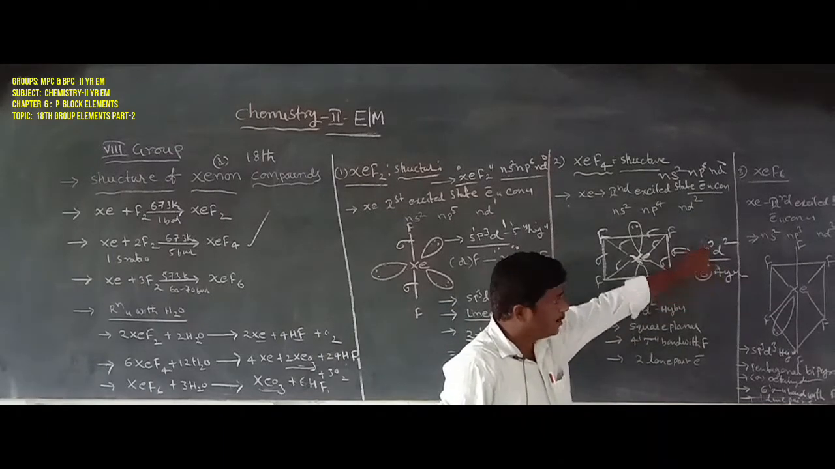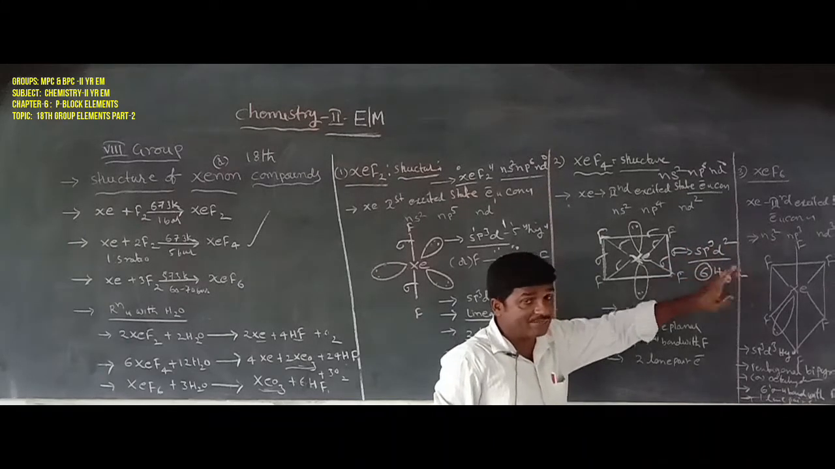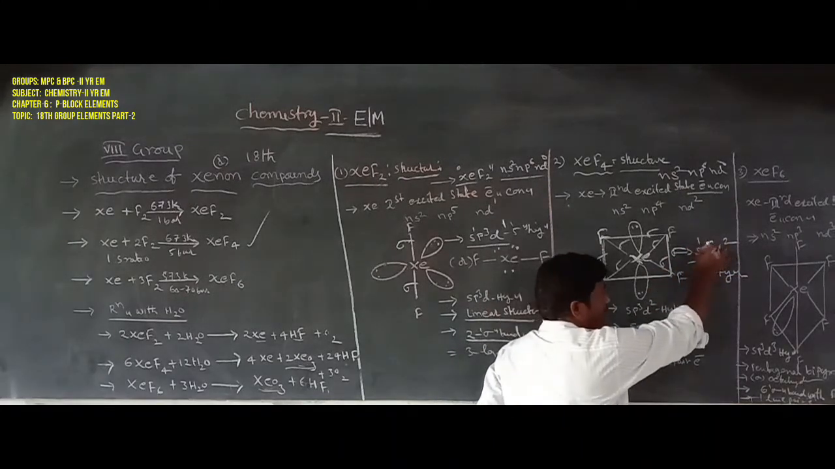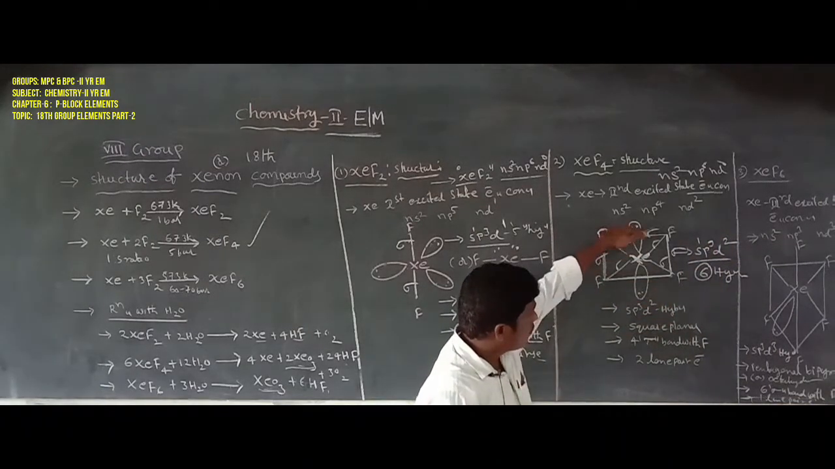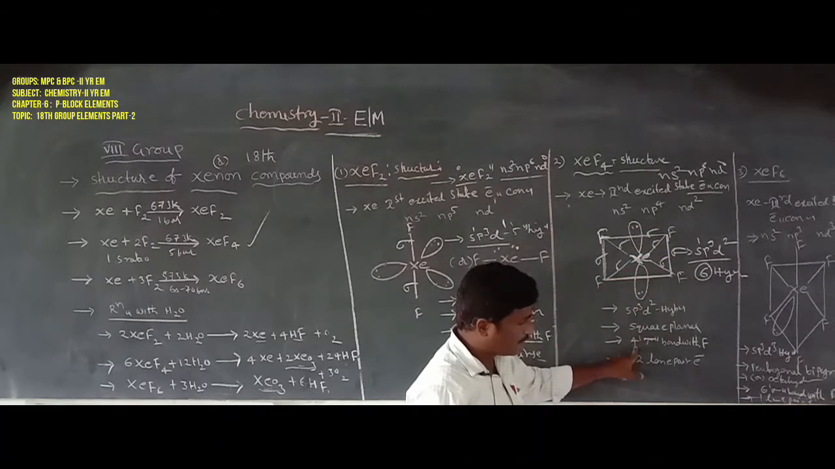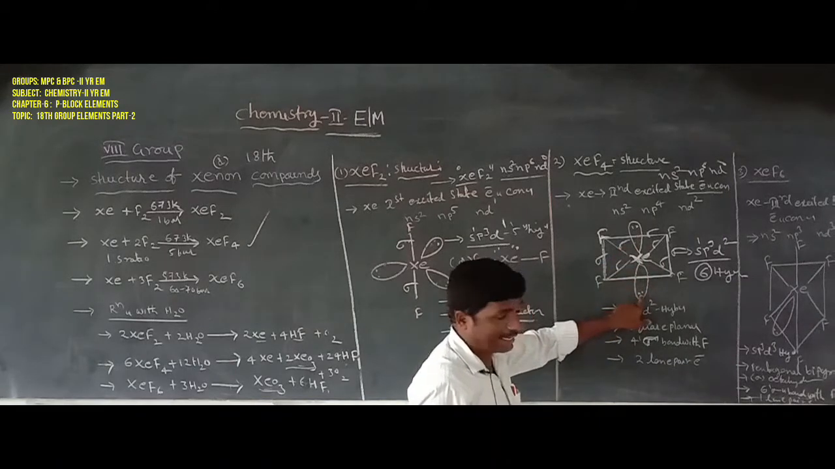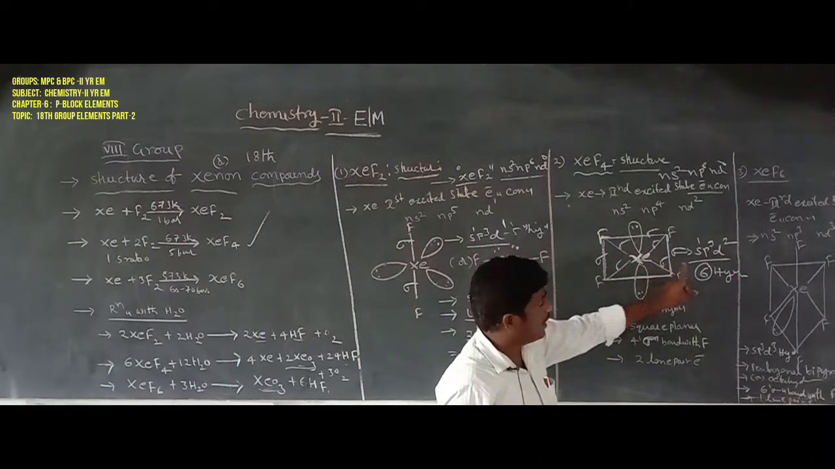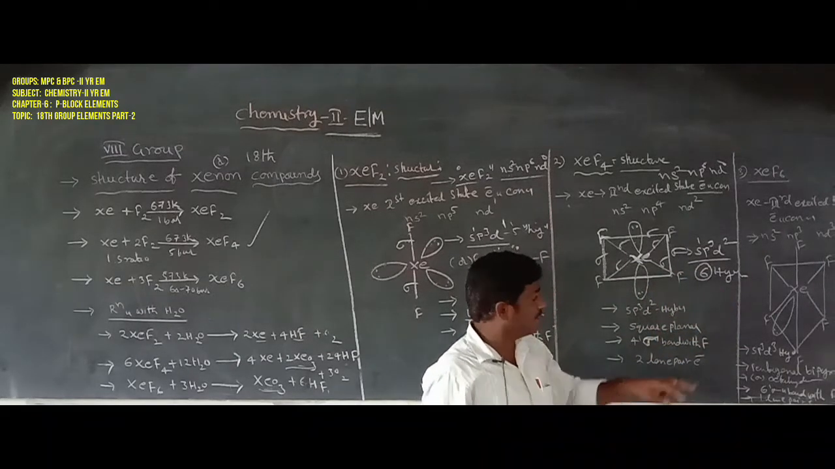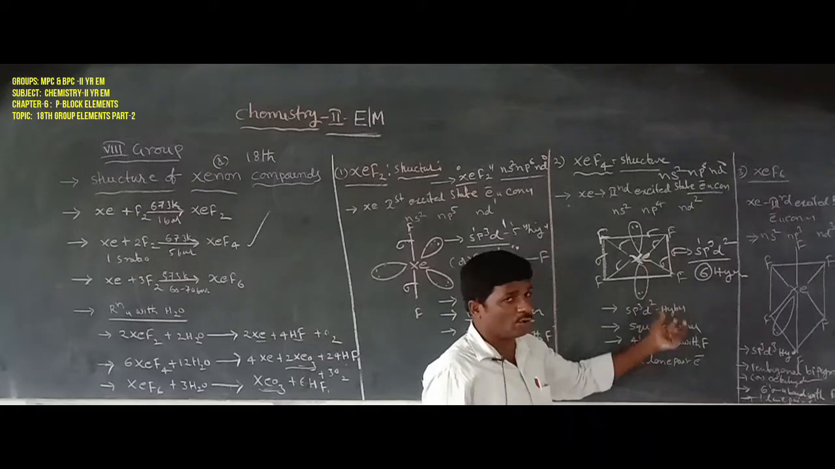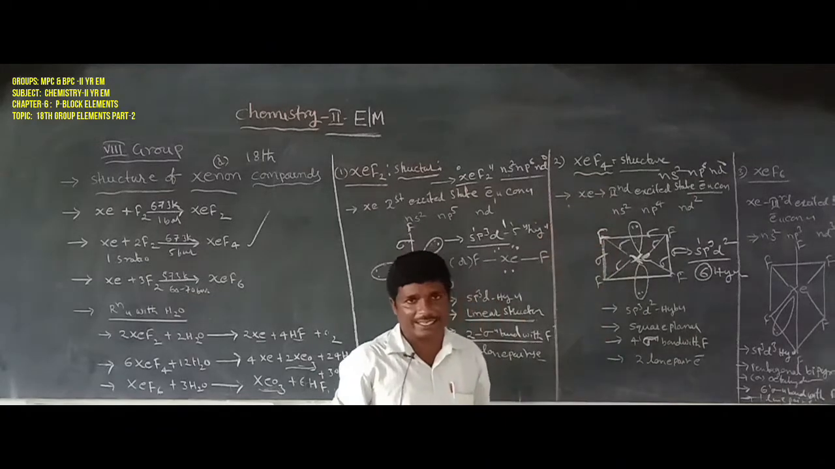1 s orbital, 3 p orbitals, 2 d orbitals, then form 6 hybrid orbitals. Here is 1 plus 3, 4 plus 2, 6 hybrid orbitals. Of the 6 hybrid orbitals, 4 are bond pair electrons with the fluorine atoms, forming 4 sigma bonds. The remaining 2 are lone pair electrons, and the 6 hybrid orbitals form the square planar structure. That is the structure of xenon tetrafluoride.